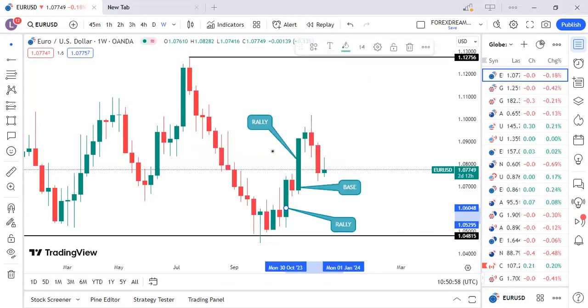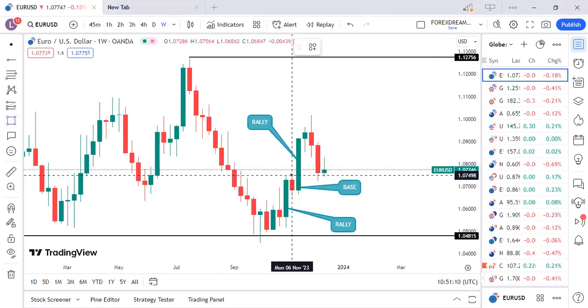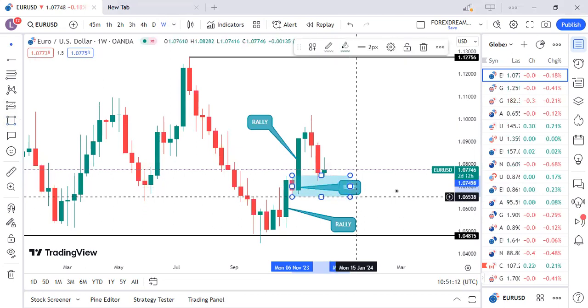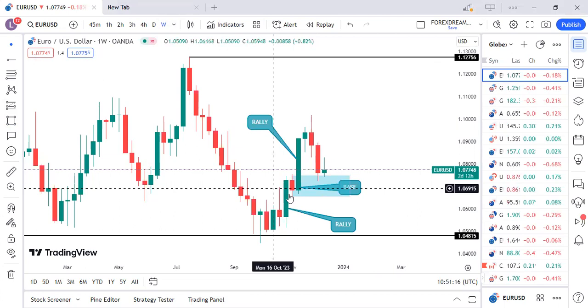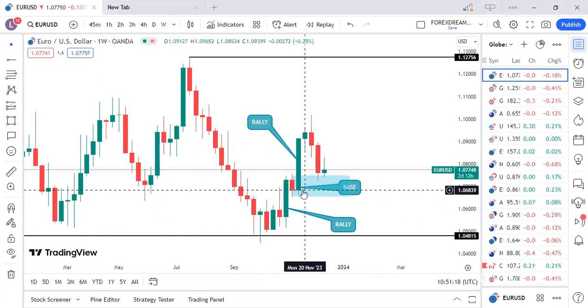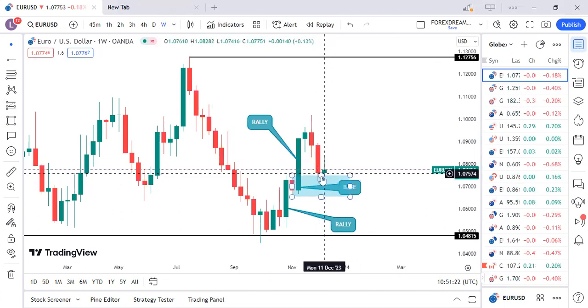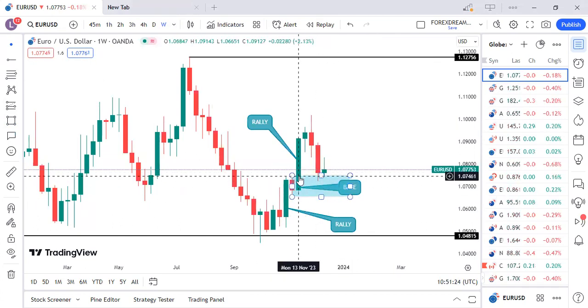Don't worry. Here we have the rally, we have the base, we have the rally. This is the weekly time frame. The market is coming back to us. What is it we're looking for at the base? We're looking for a buy opportunity. Why? Because the market is in an uptrend. They left this rally here for a reason. They know very well that they're going to come back to this rally. So whatever we're going to do here, we're going to look for a buy opportunity because of this rally.